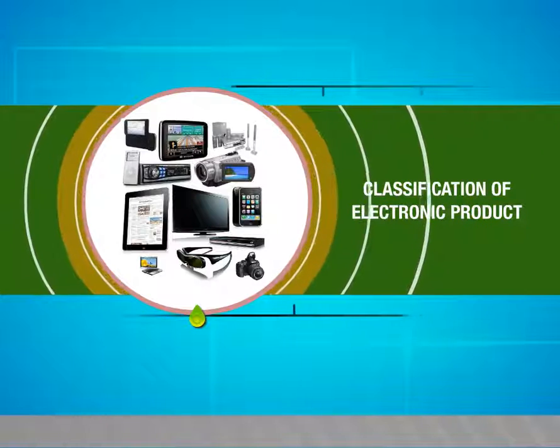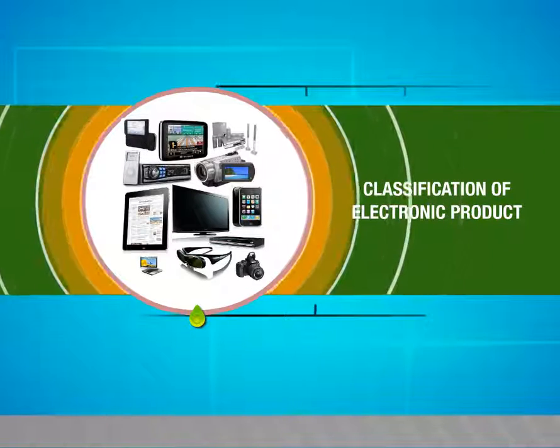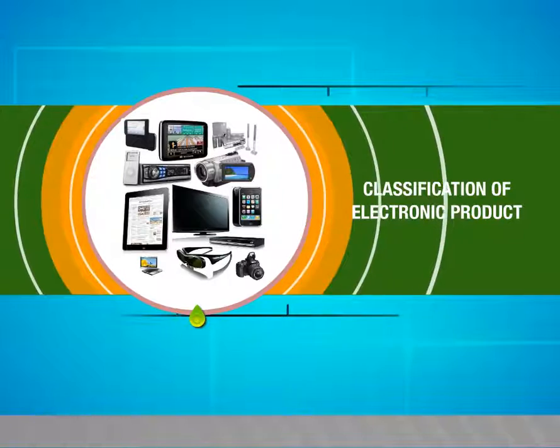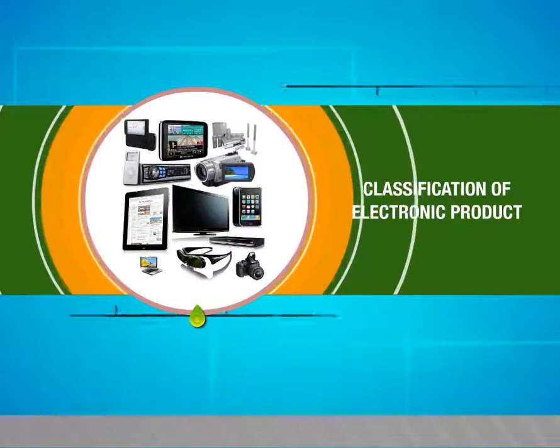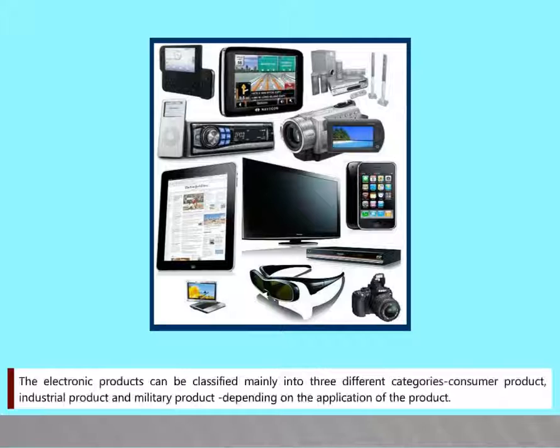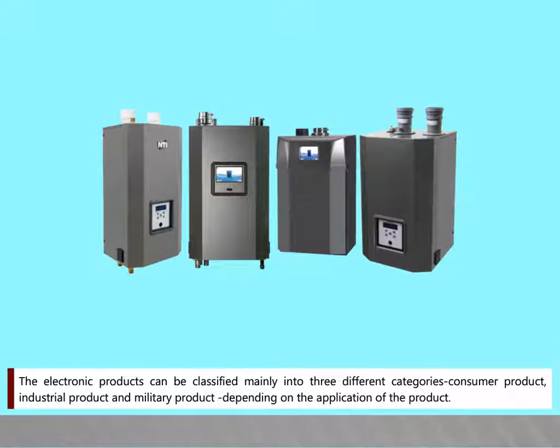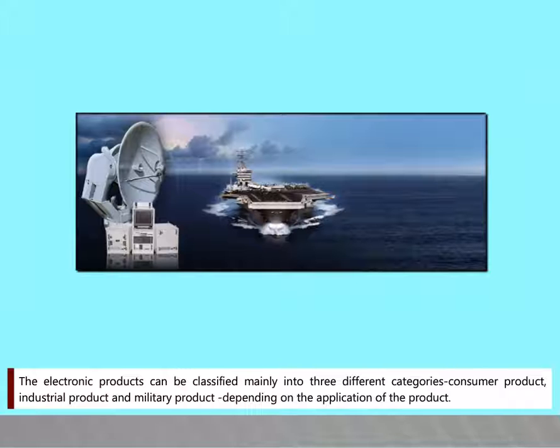Classification of electronic product. In this video, we are going to see about classification of electronic product. The electronic products can be classified mainly into three different categories: consumer product, industrial product, and military product, depending on the application of the product. The typical application of the product decides the characteristics and specifications of the product.